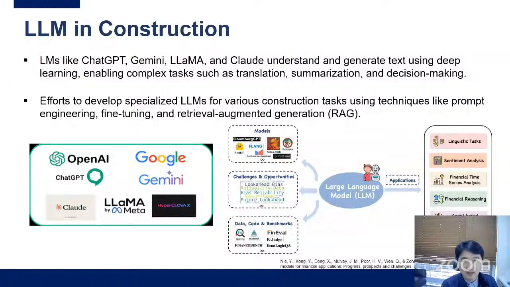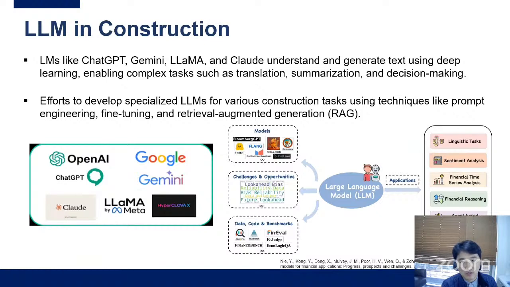Recently, the spotlight in AI has started to shift from computer vision to large language models. Many of you may already be familiar with popular LLMs such as ChatGPT, Gemini, Llama, and Claude. These models are already being widely adopted across industries. They can do linguistic tasks like translation and text generation, and also help with reasoning and decision making. Given their remarkable capabilities, there is a growing interest in applying LLMs to the construction domain as well.